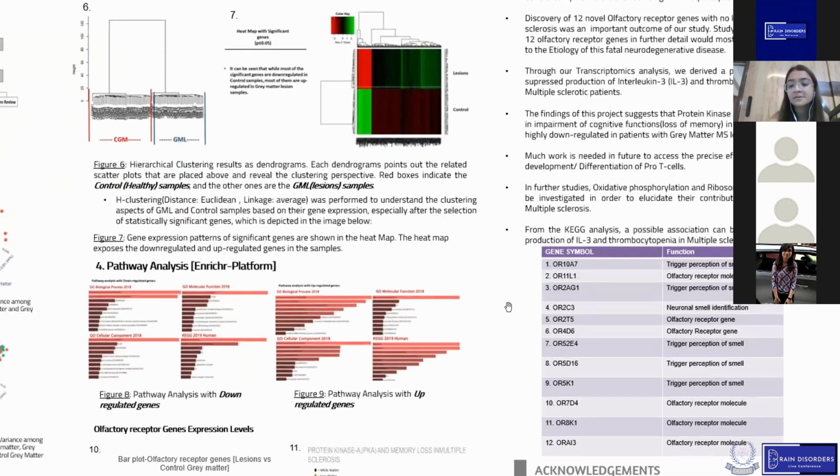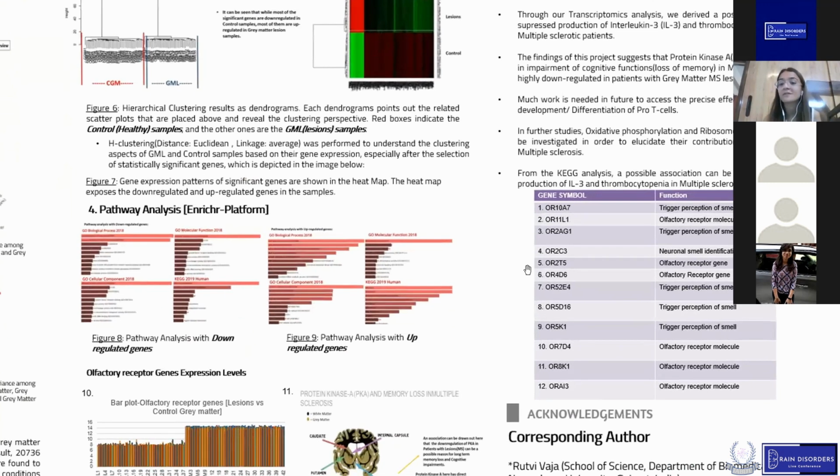In the purple table over here, you can see the top 12 olfactory genes that we have found in the study along with their functions. You can see that all of those functions are in the olfactory systems also.